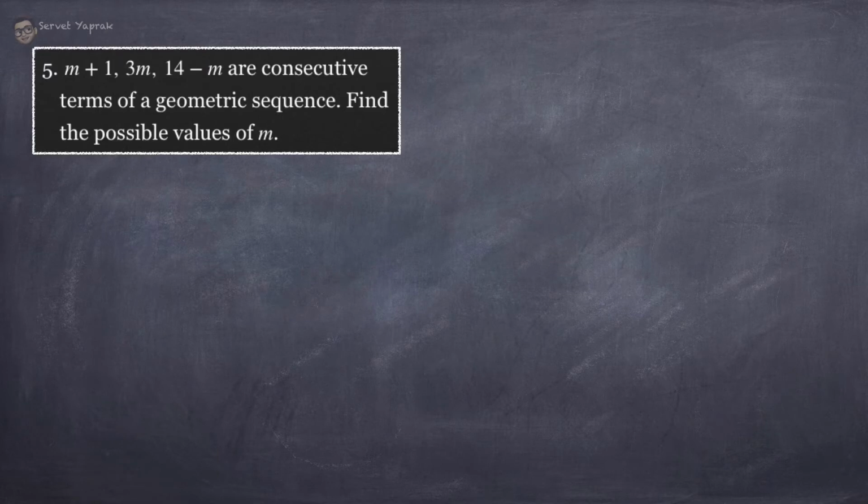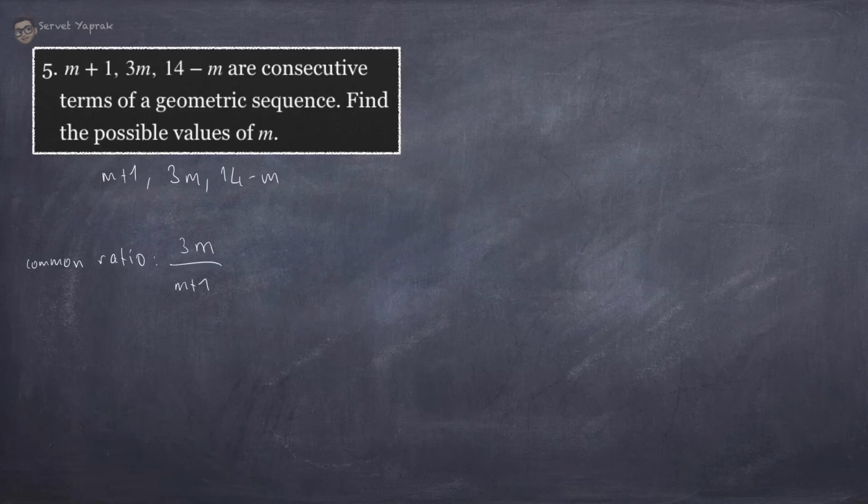Exam type question. m plus 1, 3m, 14 minus m are consecutive terms of a geometric sequence. Find the possible values of m. So we are looking for more than one answer. If this is a geometric sequence, then it must have a common ratio. And common ratio is found as dividing the terms to each other. So we will divide m plus 1, 3m, 14 minus m, these are the terms.